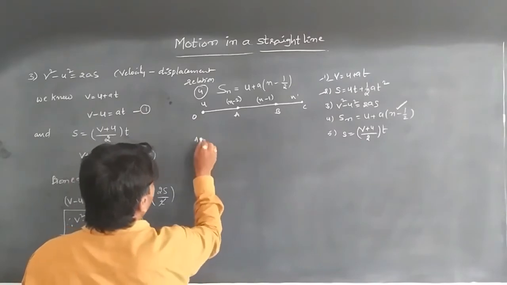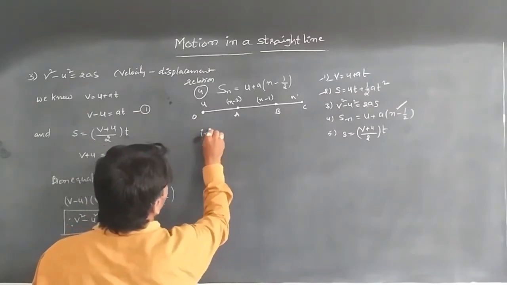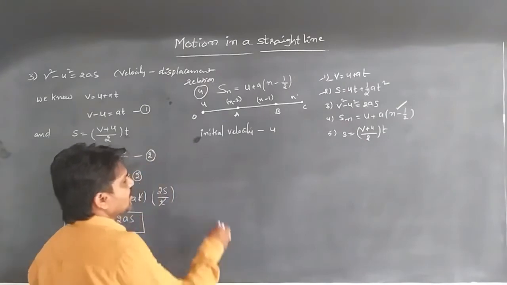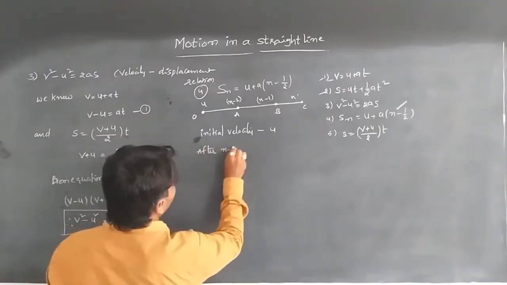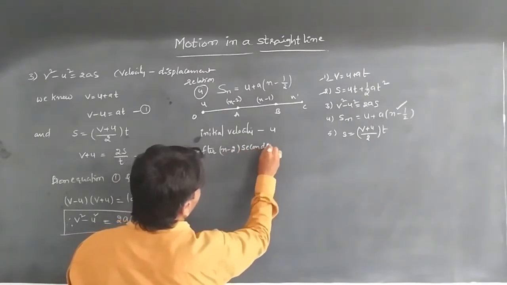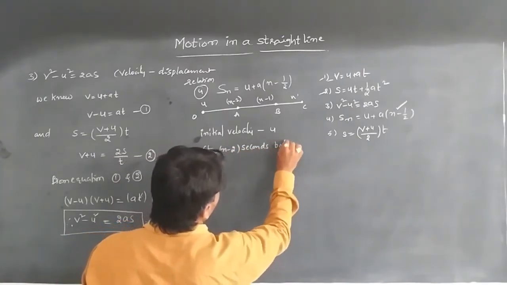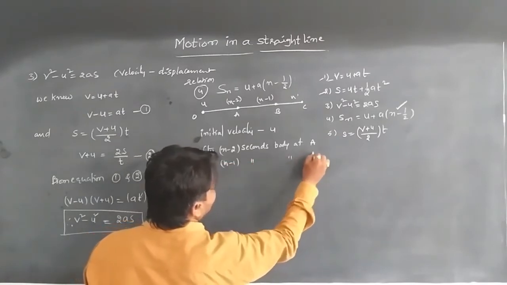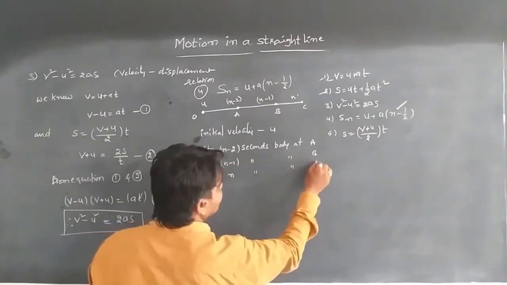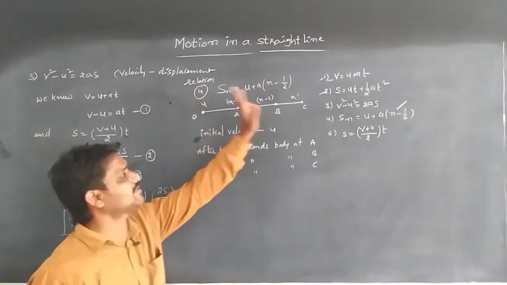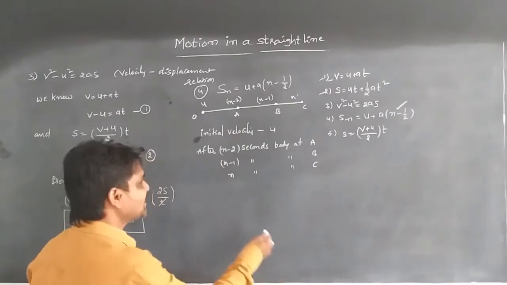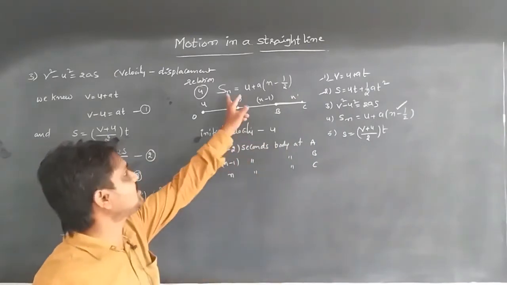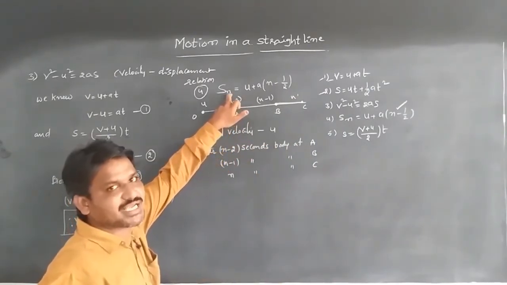Just write that after reaching A, initial velocity is u. After n minus 2 seconds, the body reached A. At n minus 1 seconds, body at B. At n seconds, body at C. This is whenever the body started and traveled for n seconds to C. At nth second means the time it has taken from B to C is the nth second. We just want to know the distance traveled by an object at nth second.